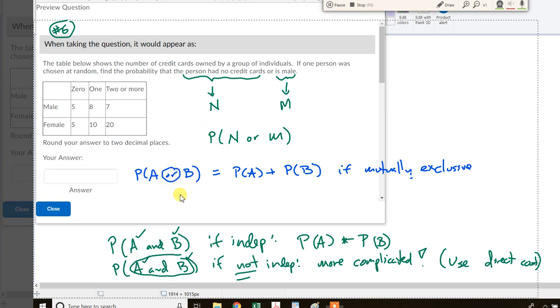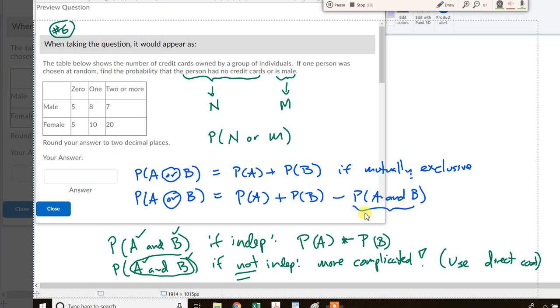What if they're not mutually exclusive? Well, this is something we've already studied. It's the probability of the first guy plus the probability of the second guy minus the probability of the overlap, the intersection. This is the so-called overlap. This is both at the same time. Okay, because the A and B overlap gets double counted. It gets counted in the A's and it gets counted in the B's. So it's getting double counted, so we have to subtract it off.